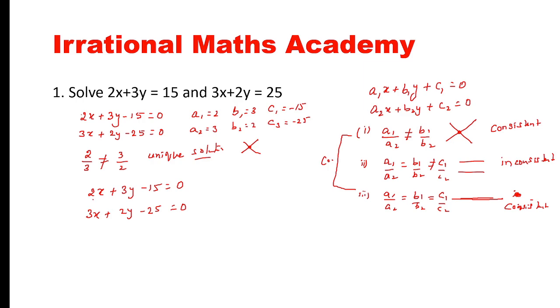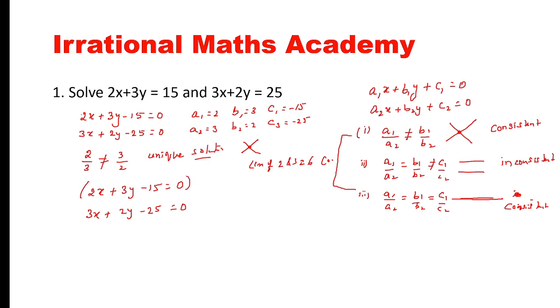For example, if I want to eliminate x, first of all I have to make the x coefficient the same. Here the x coefficient is 2 and here the x coefficient is 3. So find the LCM of these two. The LCM of 2 and 3 is 6, so let us make both of them 6.